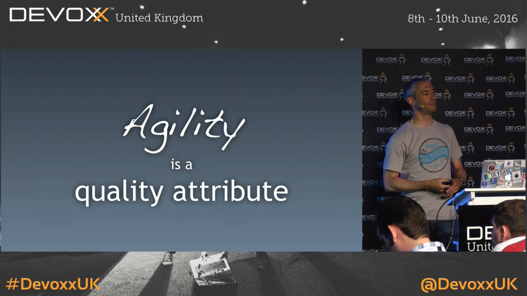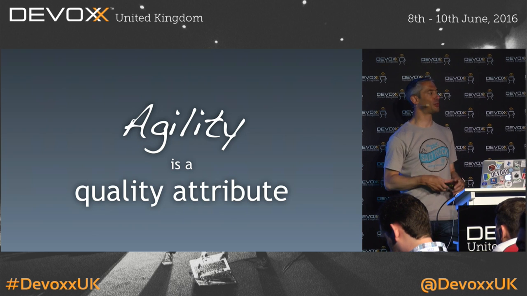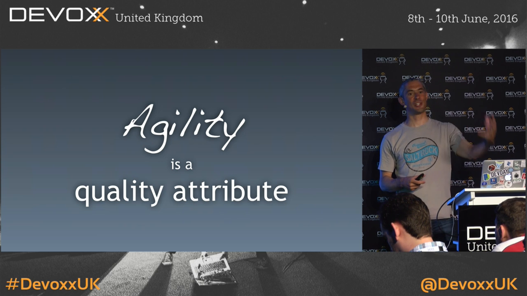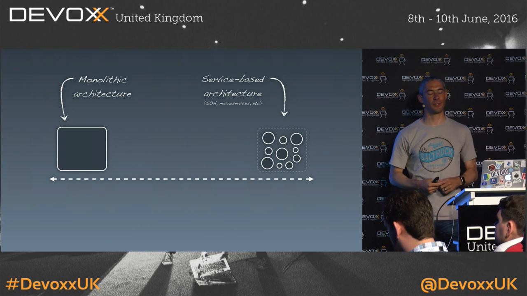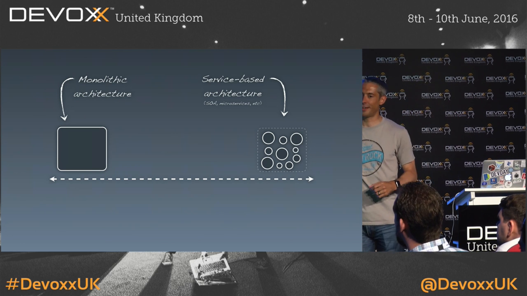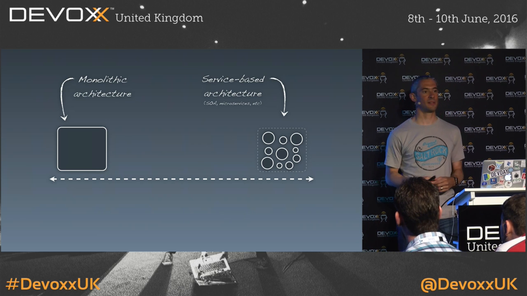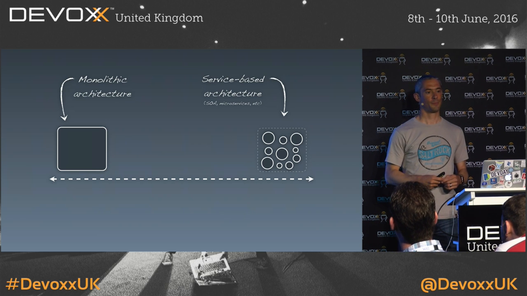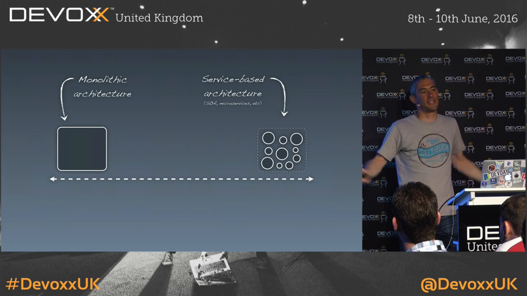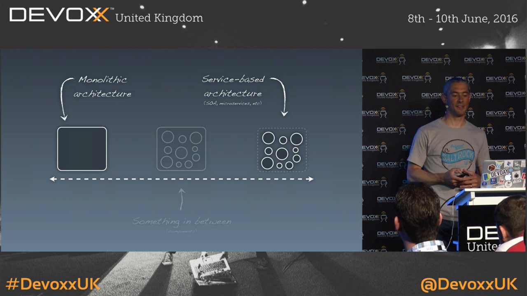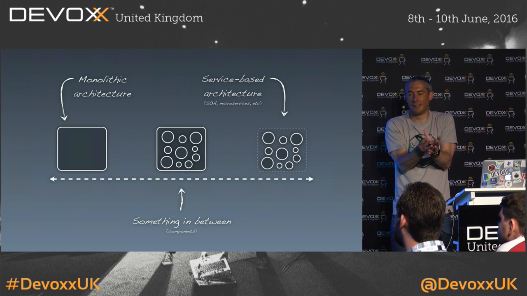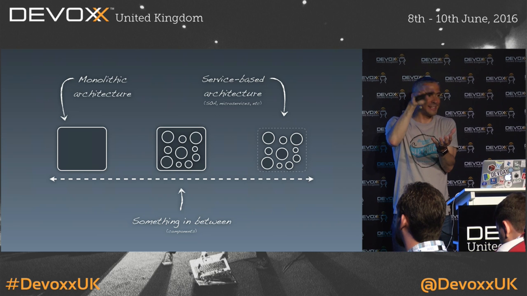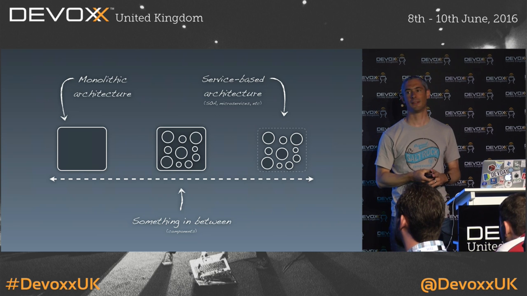I think agility is a quality attribute. It's a non-functional requirement. If you take how much agility you need into account, that's what can help you figure out what style of architecture to build. Whether it's a monolithic thing down here or something a bit more service-based, microservices, for example. And of course, these are extremes, but there is something in the middle. Something in the middle is a modular monolith. A monolithic system where it's easy to deploy, but we still have a bunch of nice encapsulated modules or components inside that thing.